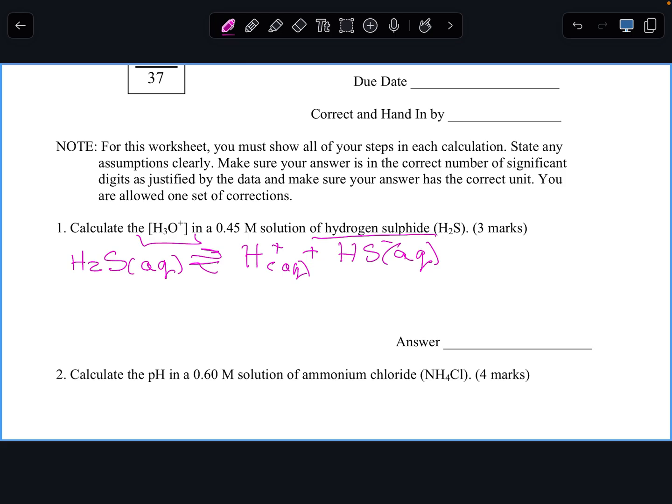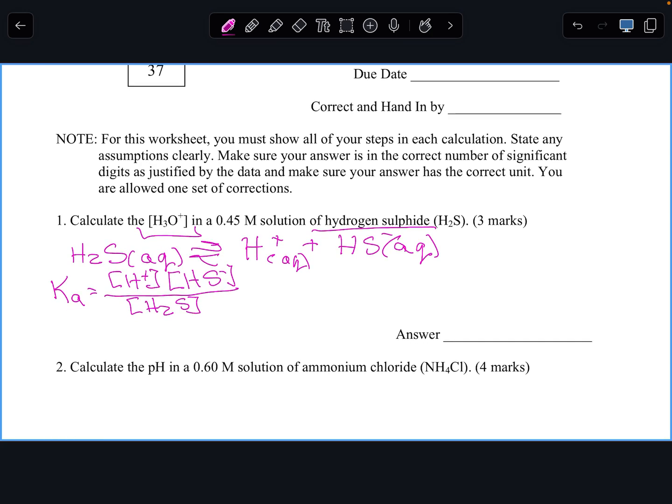What is a diprotic acid? It has two ionizable hydrogens like H2S. It's got two that it could lose. Now, let's go ahead and write our Ka expression for this. And that will equal my H+ concentration times my HS- concentration divided by H2S. Easy peasy so far, correct?